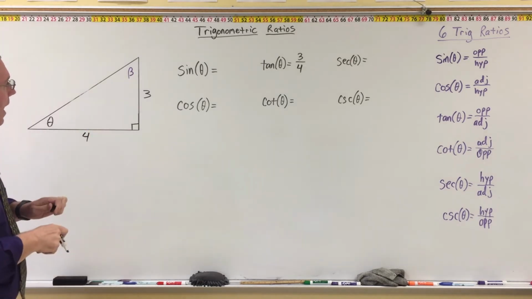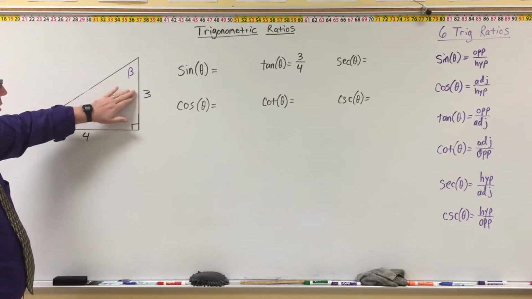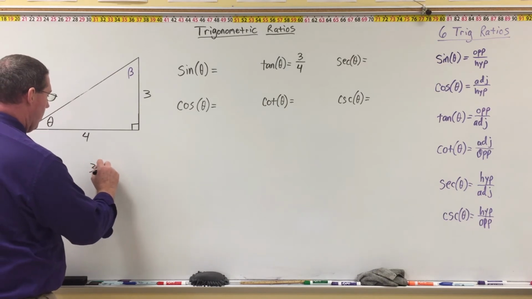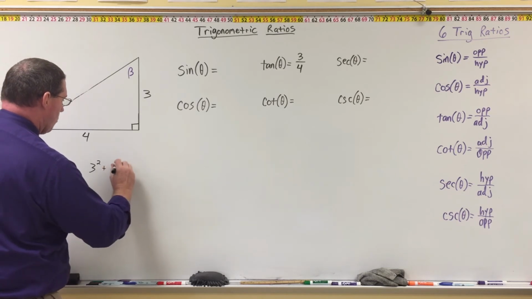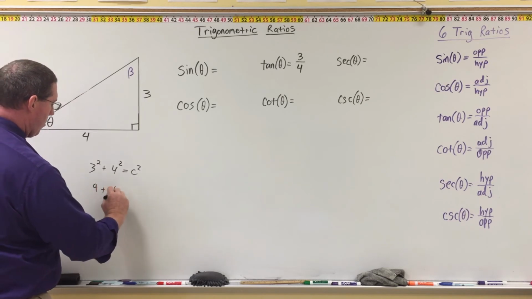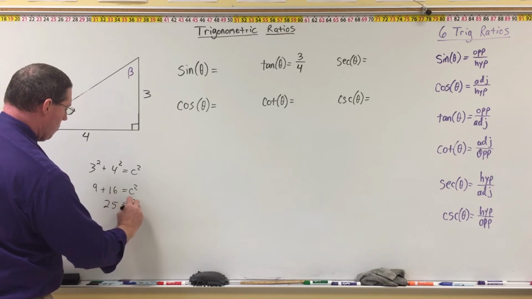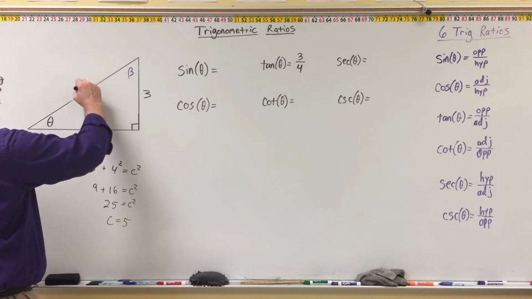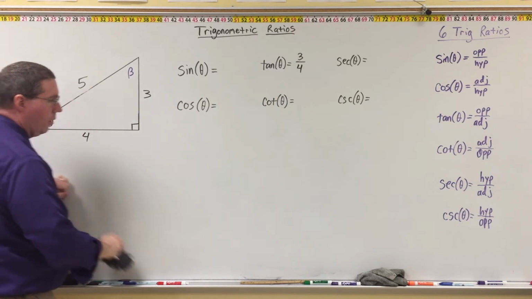So now, knowing the adjacent side and the opposite side, knowing the 2 legs, we can now find the hypotenuse with the Pythagorean theorem. So if we do a squared plus b squared, not b squared, 4 squared. So 3 squared plus 4 squared equals c squared. 3 squared is 9 plus 4 squared is 16 equals c squared. 9 plus 16 is 25 equals c squared. Square root of both, and now c is equal to 5. So now we know that the hypotenuse is equal to 5. This is called a 3, 4, 5 right triangle. Very, very popular right triangle.